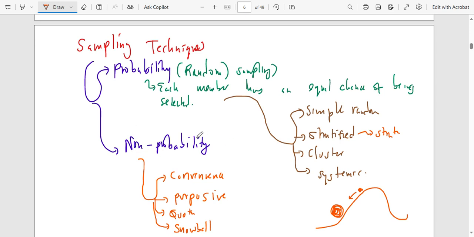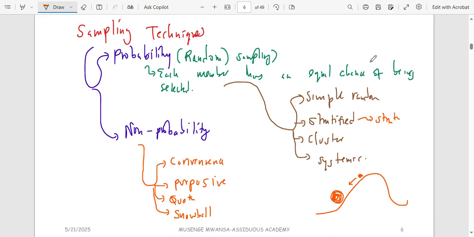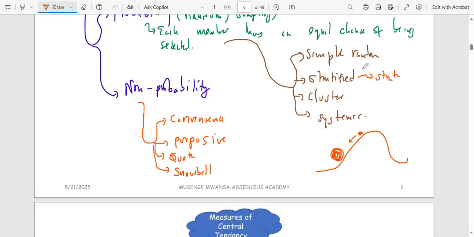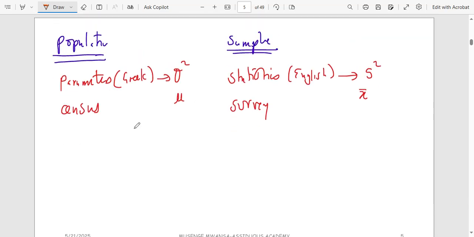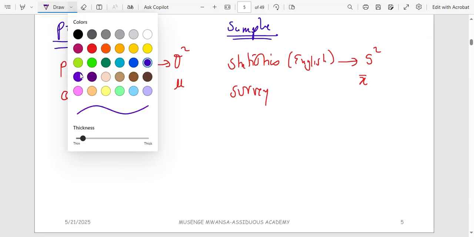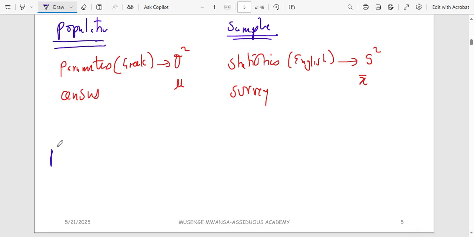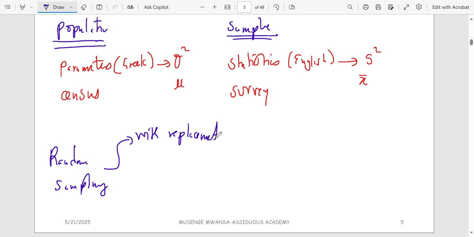Now, for the probability sampling or the random sampling, we can do random sampling without replacement or random sampling with replacement. Let's talk about what's the difference. Random sampling, number one, with replacement, and then number two, without replacement.